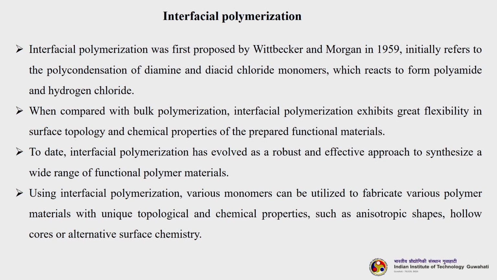So, when compared with bulk polymerization, interfacial polymerization exhibits great flexibility in surface topology and chemical properties of the prepared functional materials. To date, interfacial polymerization has evolved as a robust and effective approach to synthesize a wide range of functional polymer materials. Many different types of polymeric materials can be used for interfacial polymerization, and various types of membrane materials of different grades and sizes can be prepared. Using interfacial polymerization, various monomers can be utilized to fabricate polymer materials with unique topological and chemical properties such as anisotropic shapes, hollow fibers, hollow cores, or alternative surface chemistry.